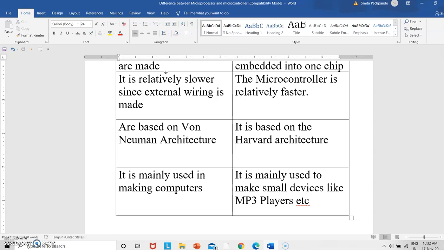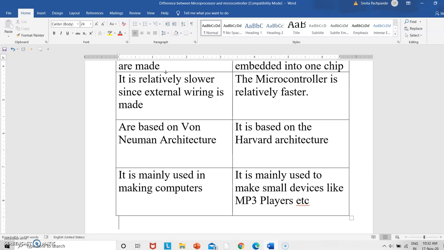As I have already told you, even if I have to read a single data, first I have to place the address on the address bus that is given to the external memory, and then that particular data will be placed on the data bus. Whereas a microcontroller is relatively faster, because whatever data or code is required is present in the microcontroller itself. I don't have to go outside.